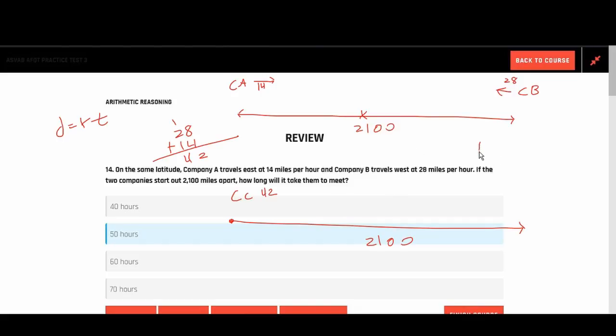So let's go ahead and plug that into the distance formula. Again, we know the distance, it's 2100. We know the rate in this case is a combined rate of 14 plus 28, which is going to be 42 miles per hour. The only thing we don't know is how long it's going to take them to meet. So in other words, we have to solve for t. To solve for t, we're going to divide both sides by 42. This crosses out. We're left with t equals 2100 divided by 42.